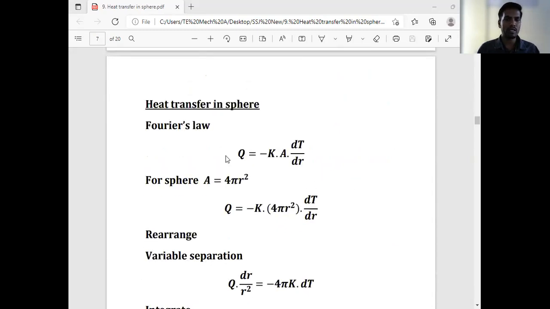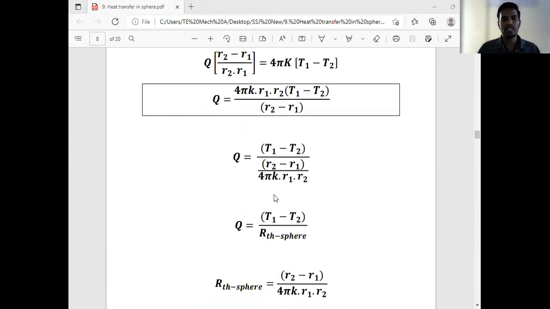Our aim is to calculate the heat transfer rate. We know the standard equation Q is equal to minus K into A into dT by dr. We took the derivative of temperature with respect to r and calculated dT by dr. For this sphere, the area is 4 pi r square. Putting this value into the equation, we get Q as 4 pi k R1 R2 into bracket T1 minus T2 divided by R2 minus R1.